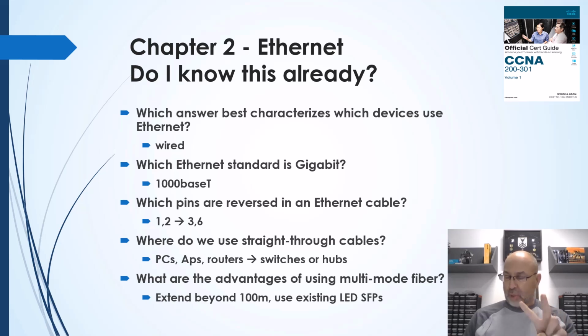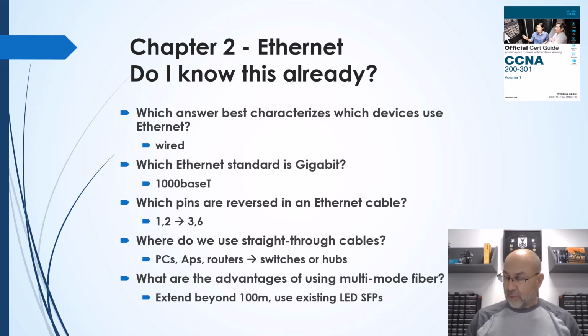Question number 2. Which of the following Ethernet standards defines the gigabit over UTP cabling? Well, we've got answers here of 10GBASE-T, 100BASE-T, 1000BASE-T, and none of the above. It's 1000BASE-T. 1000BASE-T is 1000 megabits, or 1 gigabit per second.